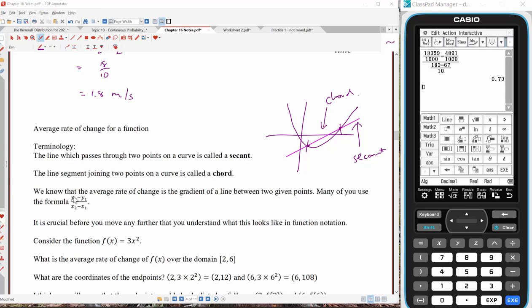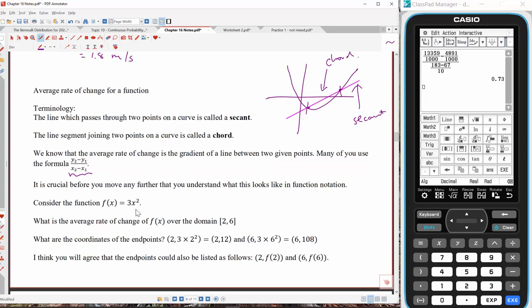Once we know that the average rate of change is the gradient of a line between two given points, and many of you use this formula here, what I want you to do is note the subtle change moving forward. It's crucial that before you move any further, you understand what this looks like in function notation. So if I've got f of x equals 3x squared, and I want to find the average rate of change of f of x over the domain 2 to 6, here is 3x squared, here is 2, and here is 6. So I want to find the gradient of that straight line. What are the coordinates of the endpoints?